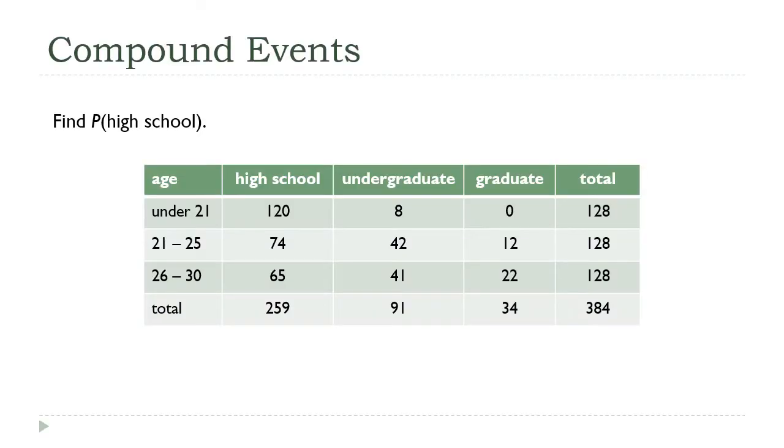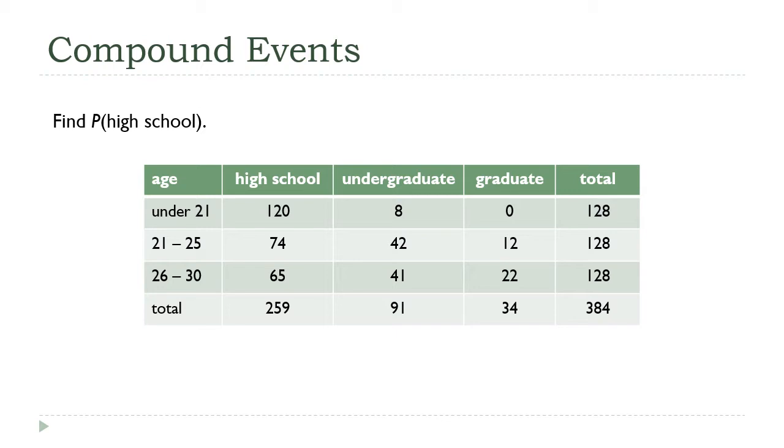So in this lecture, we're going to start a discussion of finding probabilities for compound events, that is, events that are made up of two or more possible outcomes. Now here, I have just a basic, simple event. Find the probability that a randomly selected student has a maximum high school education. That's what I've got in this table here.